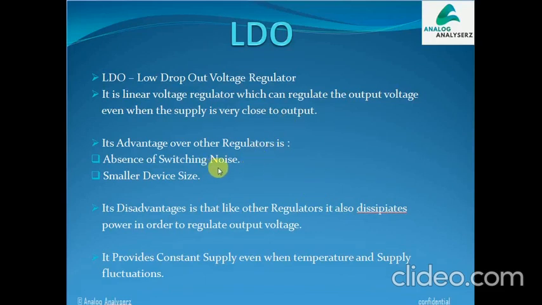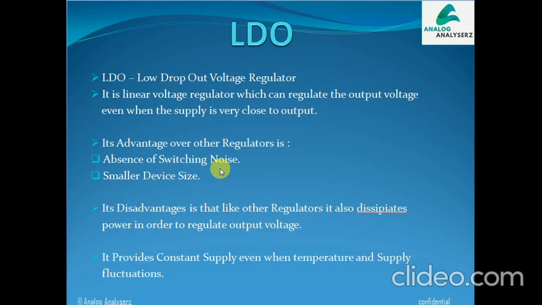Today we are going to learn about LDO, that is low dropout voltage regulator. So LDO is the linear voltage regulator. There are two types of regulators, linear voltage regulator and switching regulator. The LDO has the advantage that even if the output voltage that we want to take is very close to the supply, then also we can use it. So it is a linear voltage regulator which can regulate the output voltage even when the supply is very close to the output.